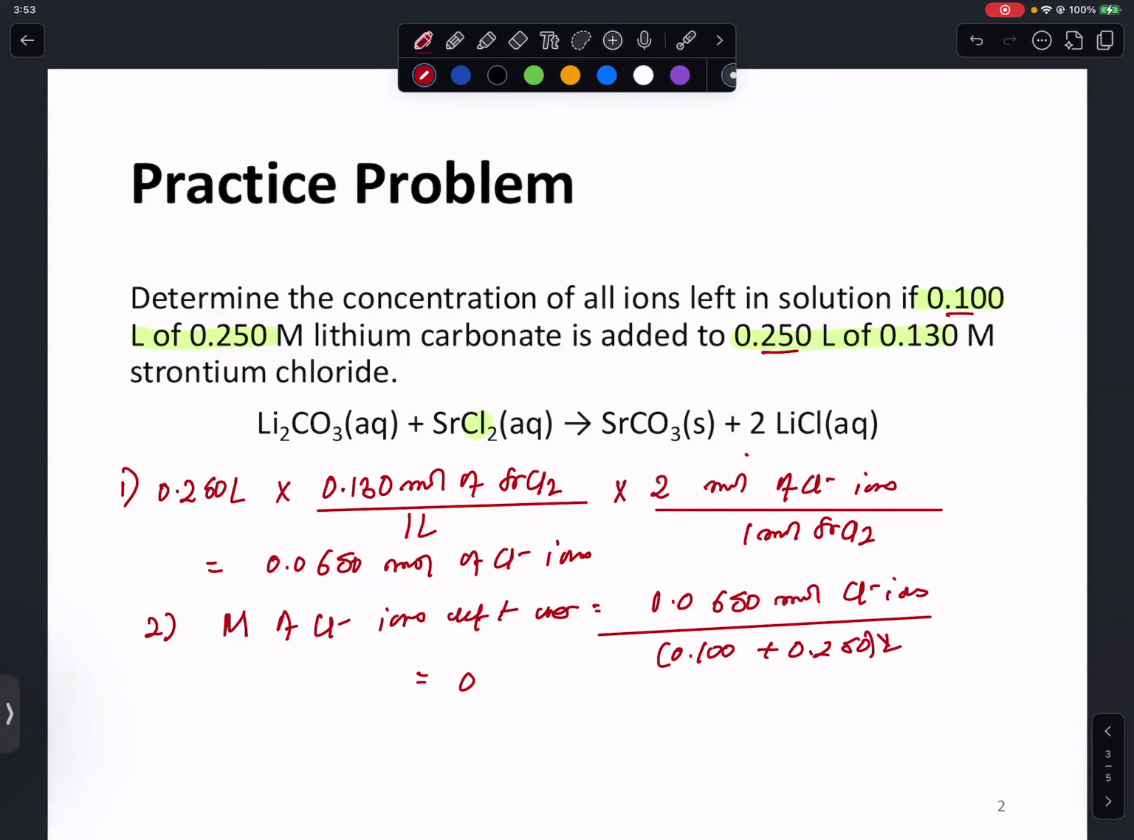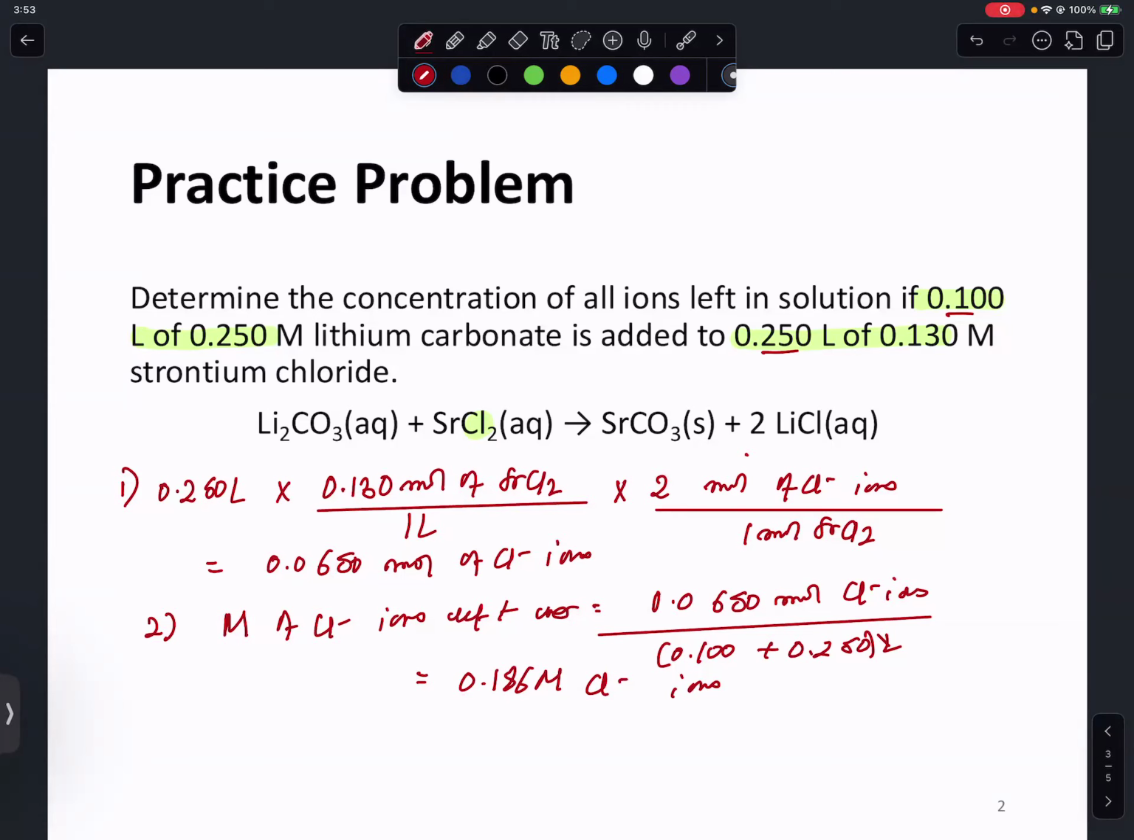And this should give me 0.186 molar chloride ions. Now we have done these ions, which are the spectator ions. Now it's time for us to determine what is the limiting, and then for the excess, we'll have to calculate the molarity of it.